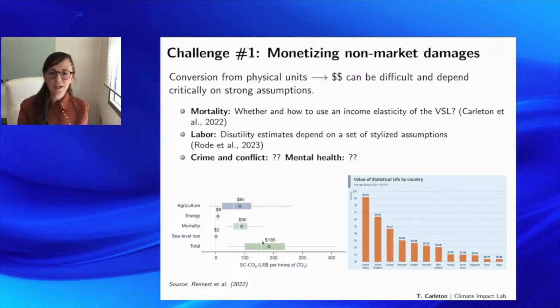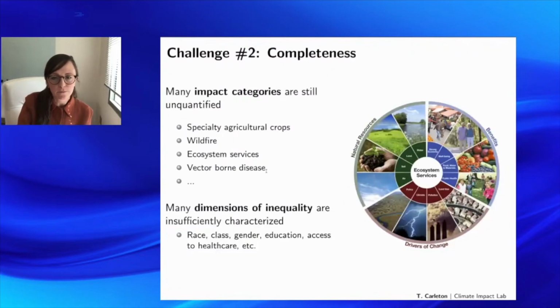And so I think we need to probe a lot more how we do this, whether we should be doing this better, and thinking really hard about this monetization problem, because if we're building sector-specific damages in the way that we are now, these non-market damages really take center stage. How you monetize things like mental health or crime and conflict, I think, could be very important in the overall number and needs a lot more attention going forward.